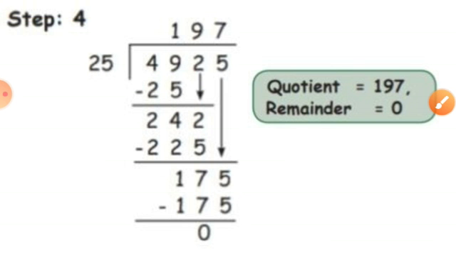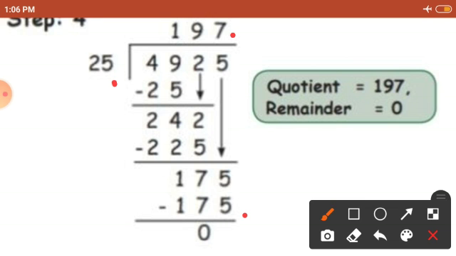175. Step 4. Now, we are going to divide 175 by 25. So, how many 25s are in 175? 7. So, 25 times 7 is what? 175. Subtract both of these numbers. 175 minus 175 you will get 0. Or else you can subtract like this. 5 minus 5 you will get 0. And 7 minus 7 you will get 0. And 1 minus 1 you will get 0. Totally you will get 0 as the remainder. So, what's the quotient here? It is 197. And what's the remainder here? It is 0.